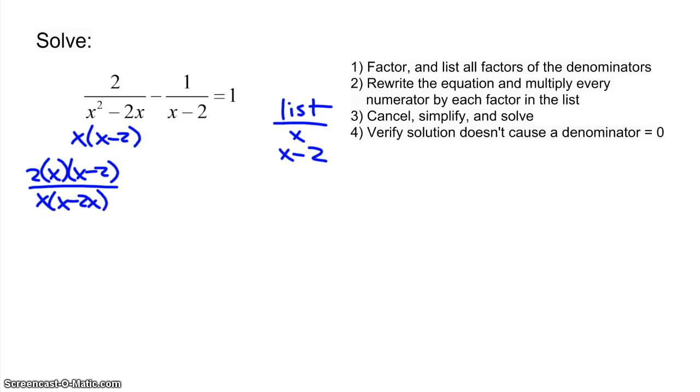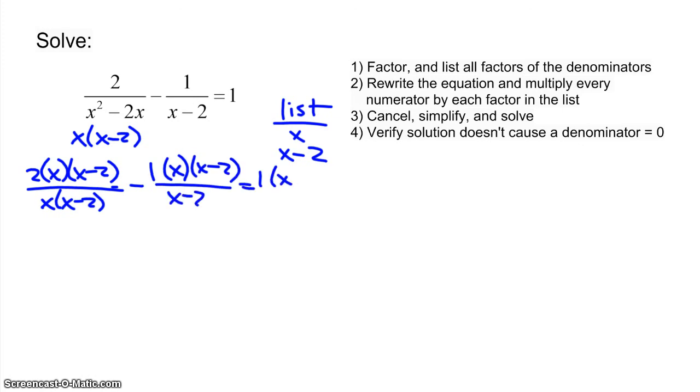Okay, wait a second, x minus 2. X times x minus 2, okay? Minus 1 times x minus 2 over x minus 2 equals 1 times x minus 2. All right, let's do some canceling. Looks like the x's cancel there, and the x minus 2's cancel there. And so what am I left with?